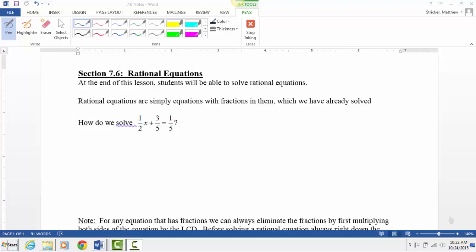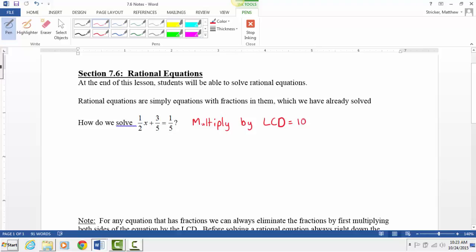For example, we've solved something like this first example where we have 1/2 x plus 3/5 equals 1/5. Remember how we did that? What the key to that was? Well, if you don't remember, what we did was we multiplied by the least common denominator. And what is the least common denominator in this case? Remember, it's the smallest number that both 2 and 5, those are the denominators, go into. What would that be?